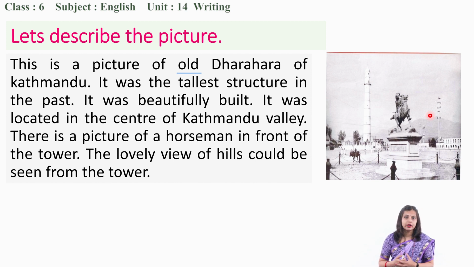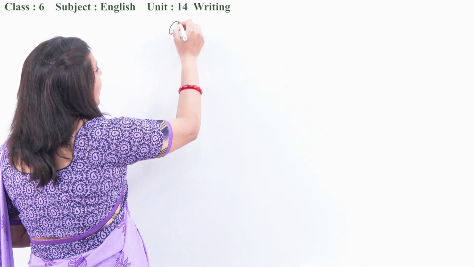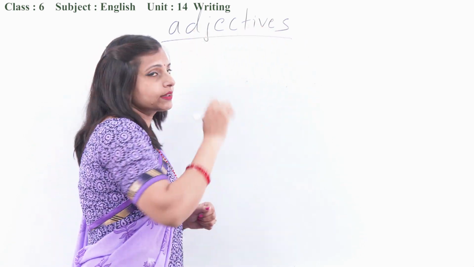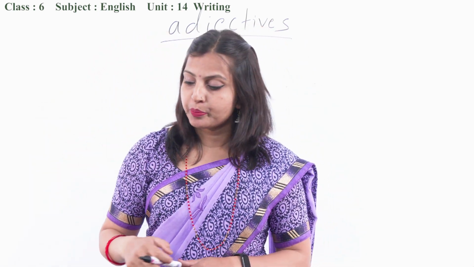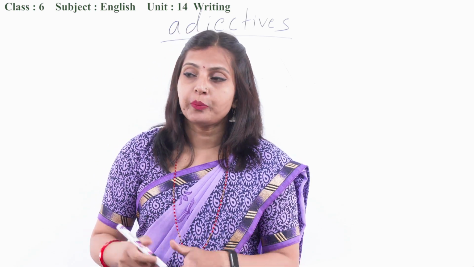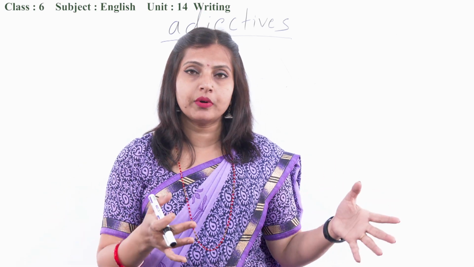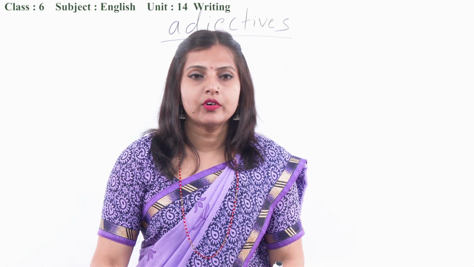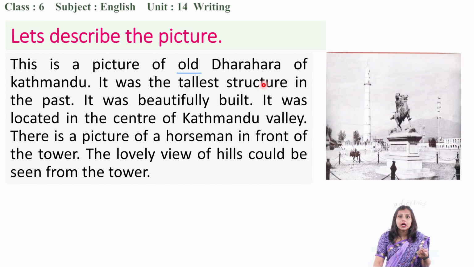Okay, what I mean to discuss here is how to describe a picture. We have discussed already. What is used to describe? Tell me. Okay, good. Yes, we use adjectives, because we have discussed in our previous classes that adjectives are describing words. So when you have to describe something, a picture, a table, a chart, we simply use what? Adjectives. You see here I have also used: this is a picture of old Dharara.